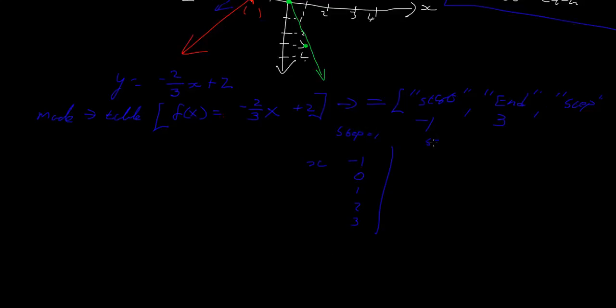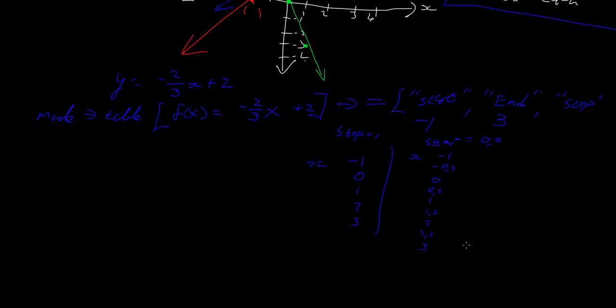If you say step equals 0,5, then it's going to calculate all the x values between -1 and 3, but with steps of 0,5. So it's going to use x equals -1, -0,5, 0, 0,5, 1, 1,5, 2, 2,5, 3. Okay? And that's how it's going to do the calculation.